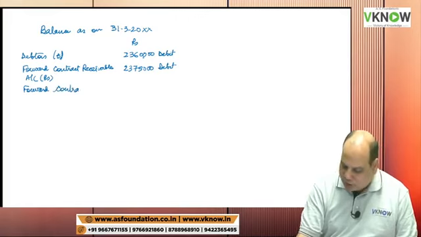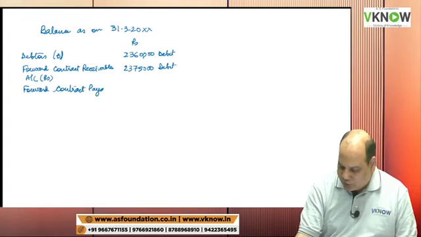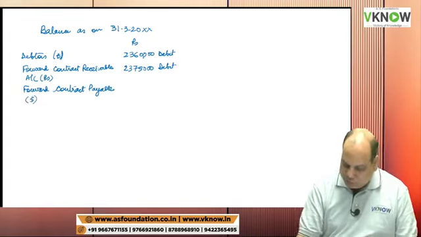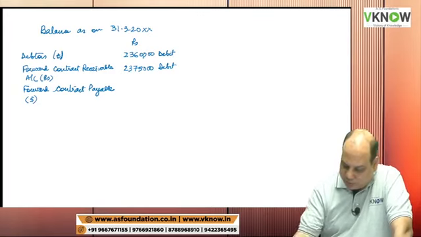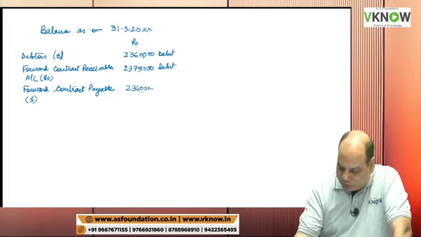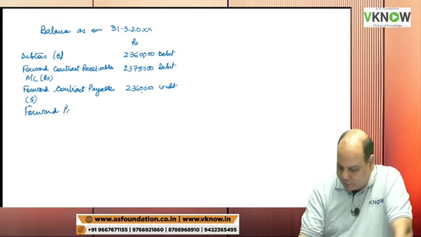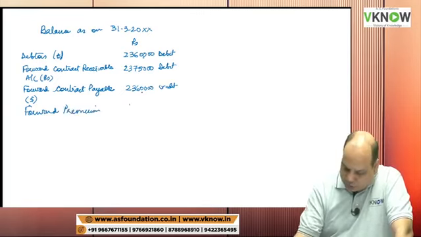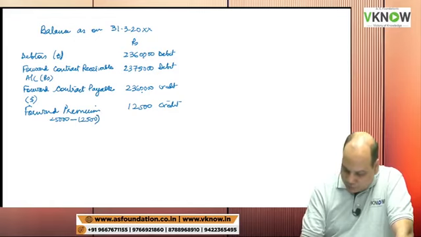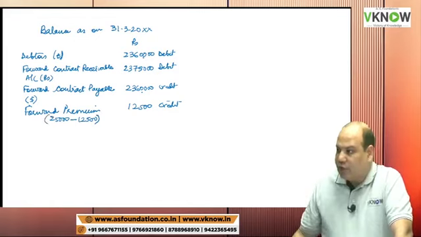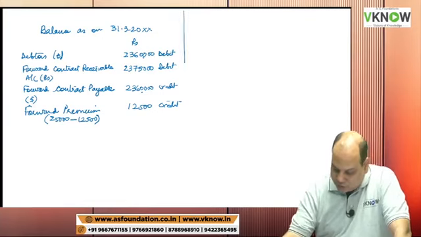I am making a list of the ledger account balances which I have. Forward contract payable in dollar, that means my liabilities in dollar, and the balance is 23,60,000 credit balance. And I have a forward premium account balance, 12,500 rupees credit balance, because out of 25,000 we have already transferred 12,500 in the P&L account. So these are my balances.